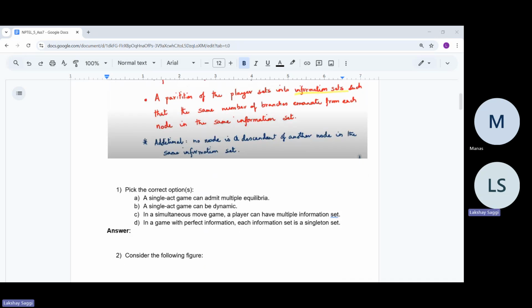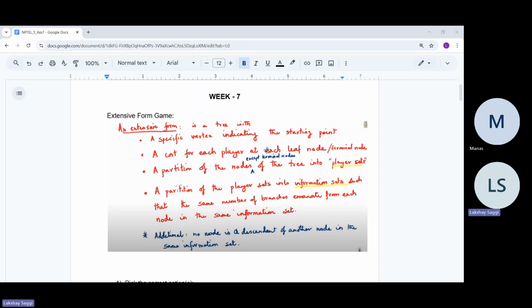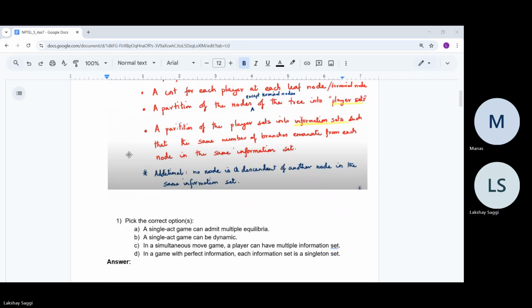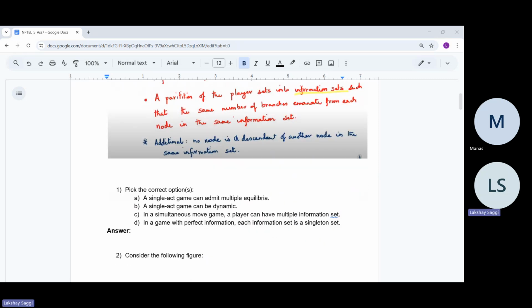But other than that, I think this is the main thing. This extensive form game definition is the main thing around which this week's lectures revolved. So maybe we can get started then.